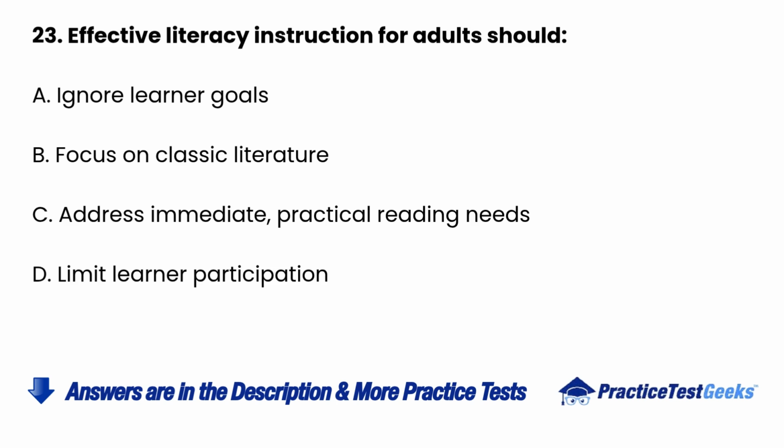23. Effective literacy instruction for adults should A. Ignore learner goals. B. Focus on classic literature. C. Address immediate, practical reading needs. D. Limit learner participation.